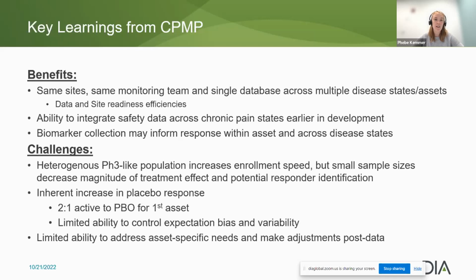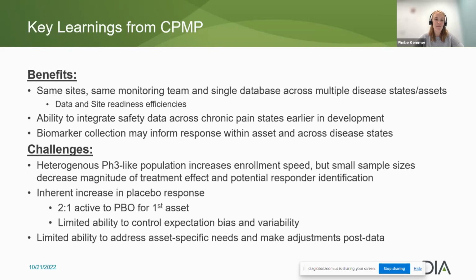We also have the ability to integrate safety data across the chronic pain states. So for example, for that first asset, we've tested it in 3 pain states. So now we have safety data across 3 pain types that we can use to better understand the safety profile. And we've also collected lots of biomarker information that we can use for various exploratory analyses.